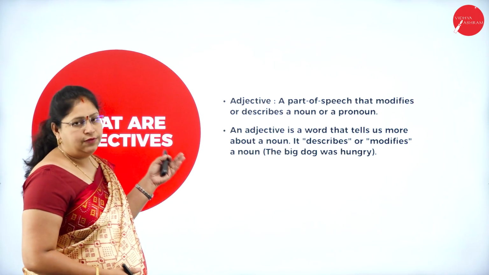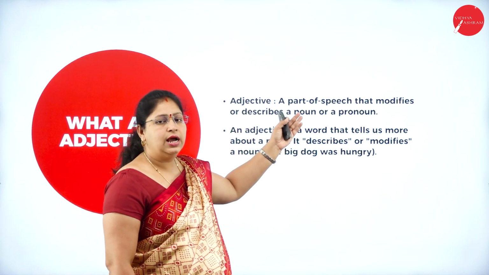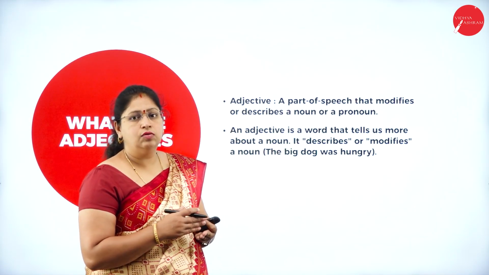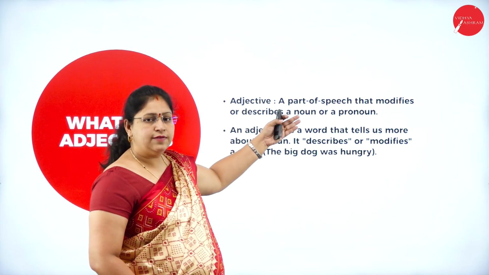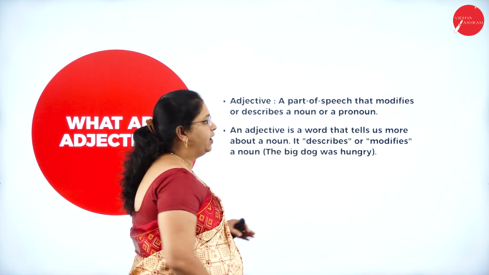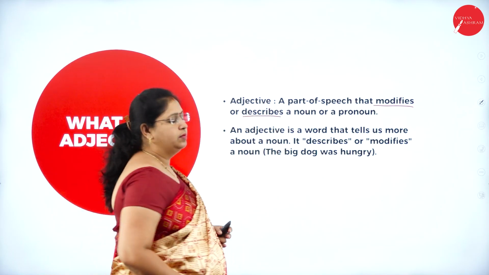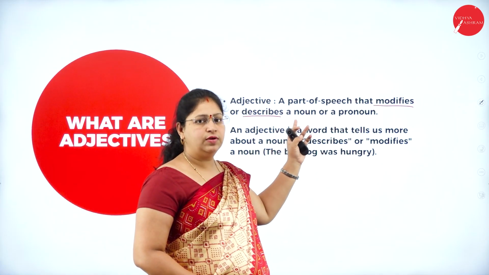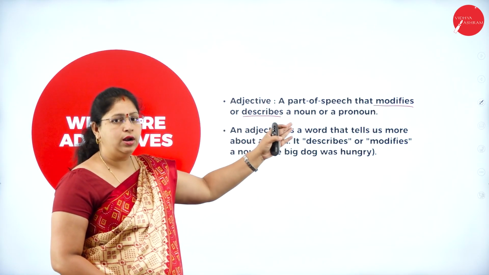So, if it is a question, what are adjectives? Adjective is a part of speech. We say part of speech, that is noun, pronoun, verb, adverb, adjective, correct? It goes on. So, in parts of speech, this is one. And this adjective, it modifies. What it does? It modifies or it describes the noun. It tells more about the noun. Pronoun is nothing but used instead of noun, right? So, adjective, it modifies or describes the noun or pronoun.